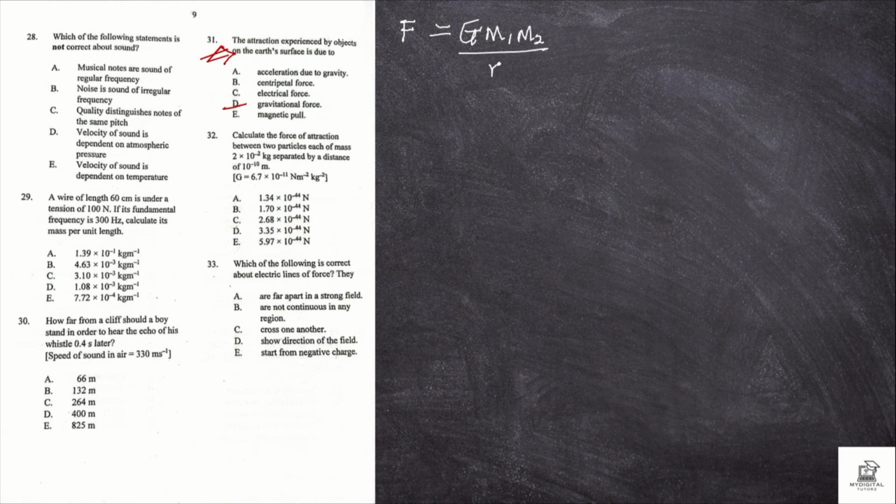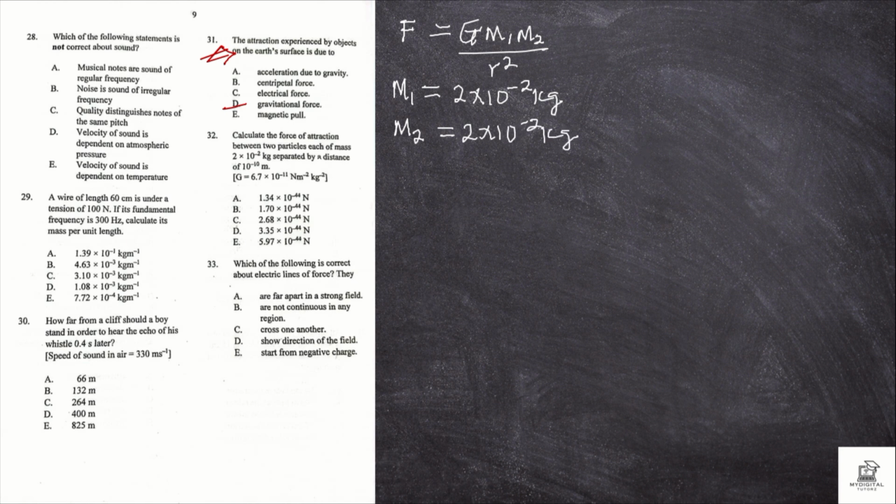Are we together? Here we are given two particles, each of mass 2 times 10 raised to the power minus 2 kg. It implies that the first particle, m1, has mass 2 times 10 raised to the power minus 2 kilogram, and the second particle has the same mass, 2 times 10 raised to the power minus 2 kg. It's as simple as this, very straightforward, right?